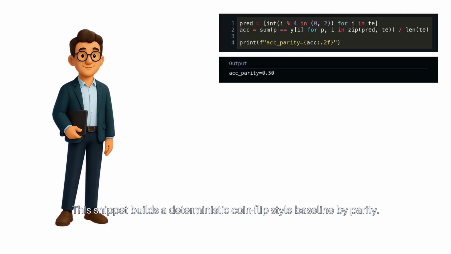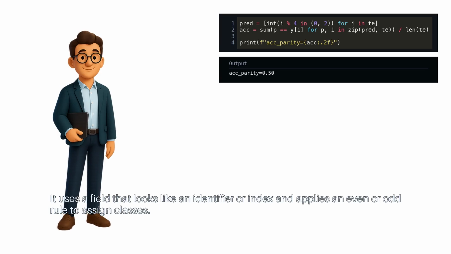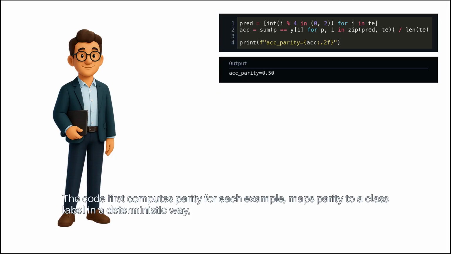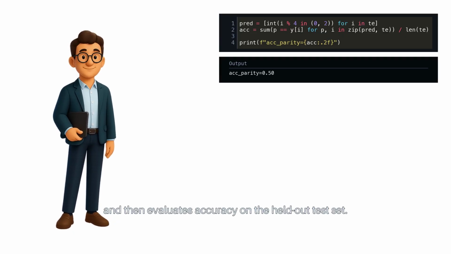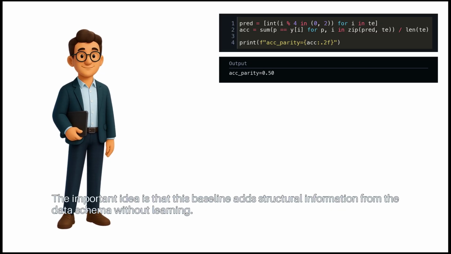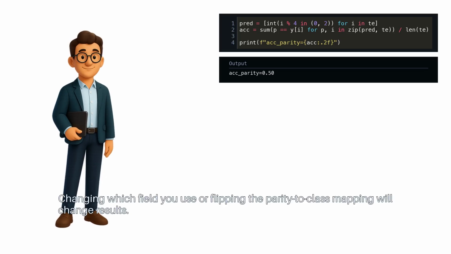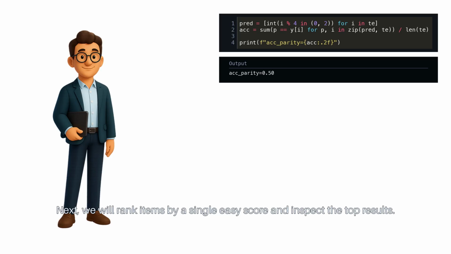Next, we will try a deterministic parity rule. This snippet builds a deterministic coin flip style baseline by parity. It uses a field that looks like an identifier or index and applies an even or odd rule to assign classes. The code first computes parity for each example, maps parity to a class label in a deterministic way, and then evaluates accuracy on the held-out test set. The important idea is that this baseline adds structural information from the data schema without learning. Changing which field you use or flipping the parity to class mapping will change results. As a rule of thumb, parity is useful when data has periodic or hashing artifacts you suspect your model might exploit.